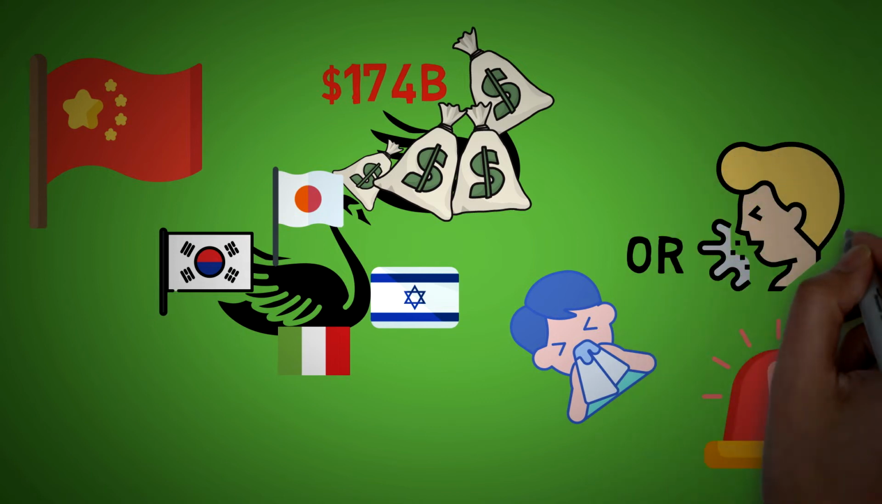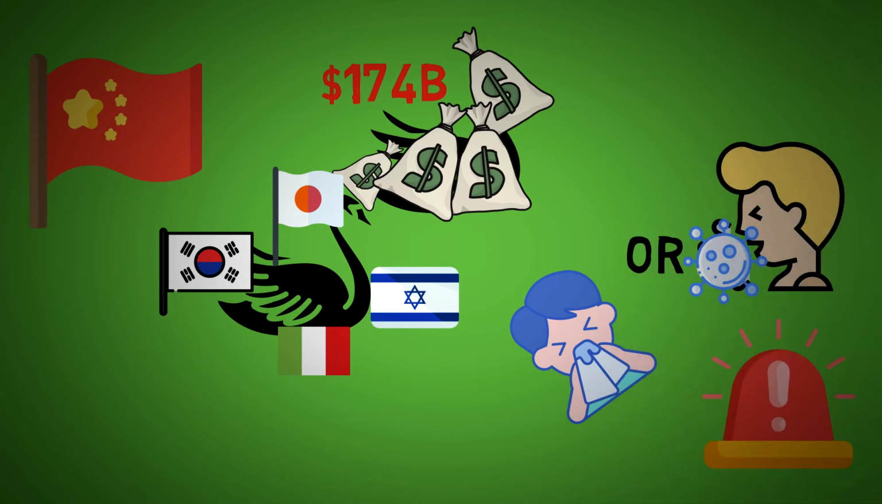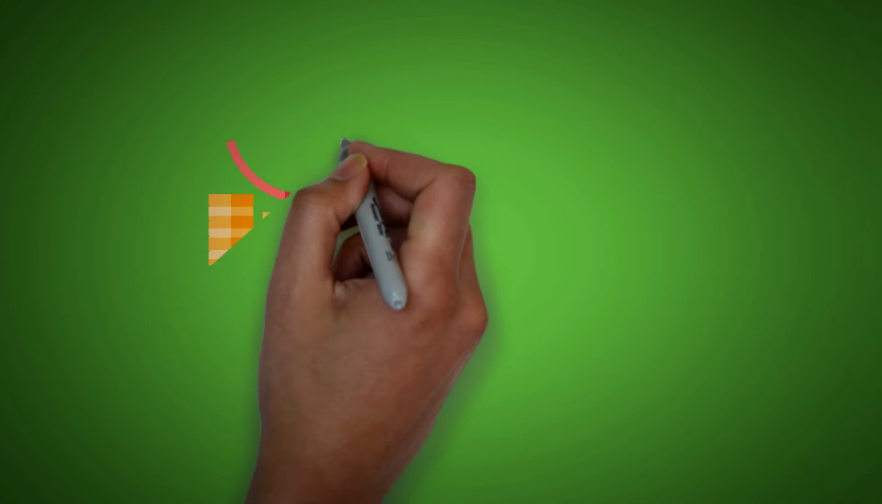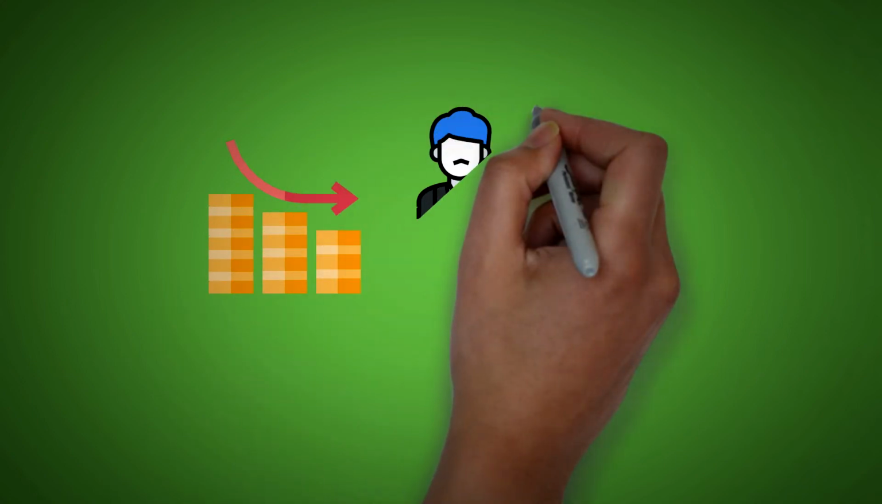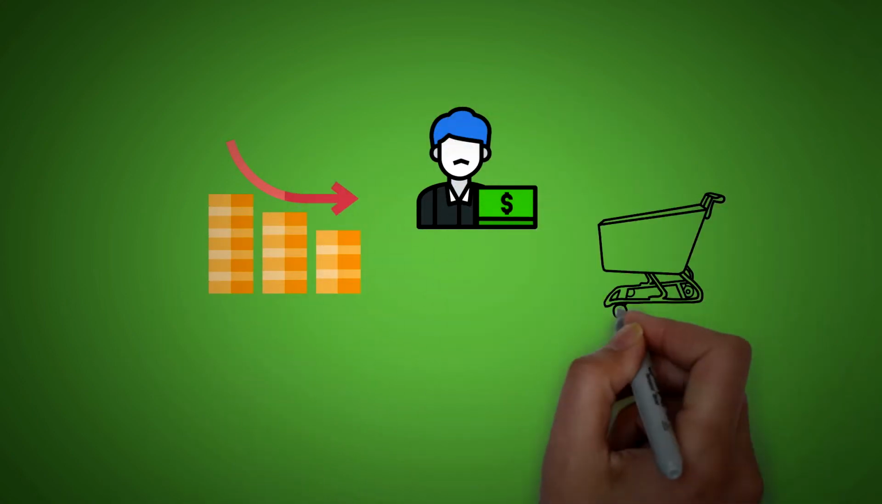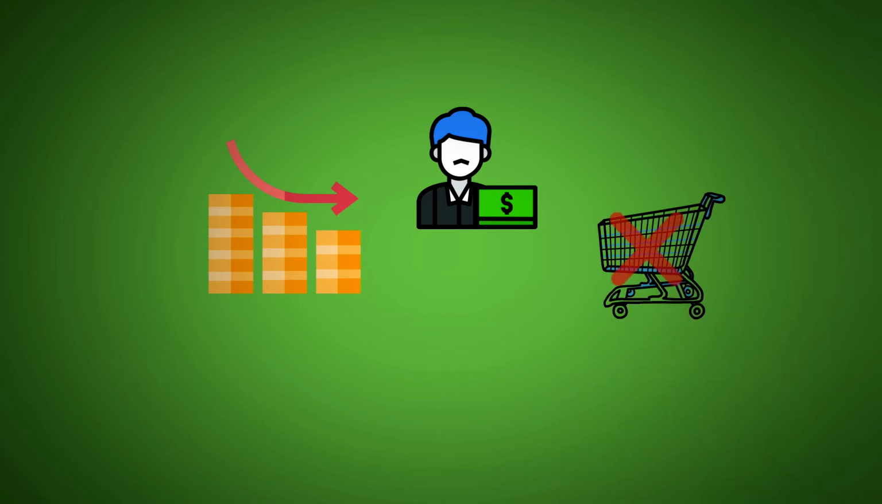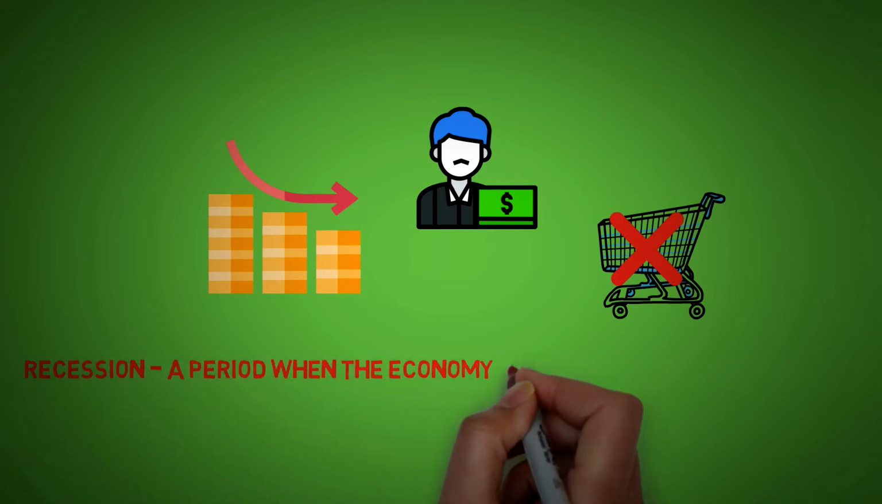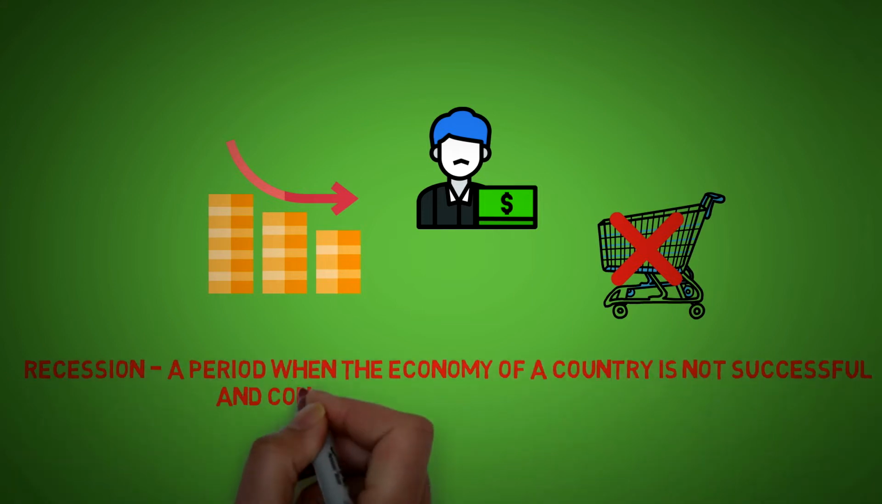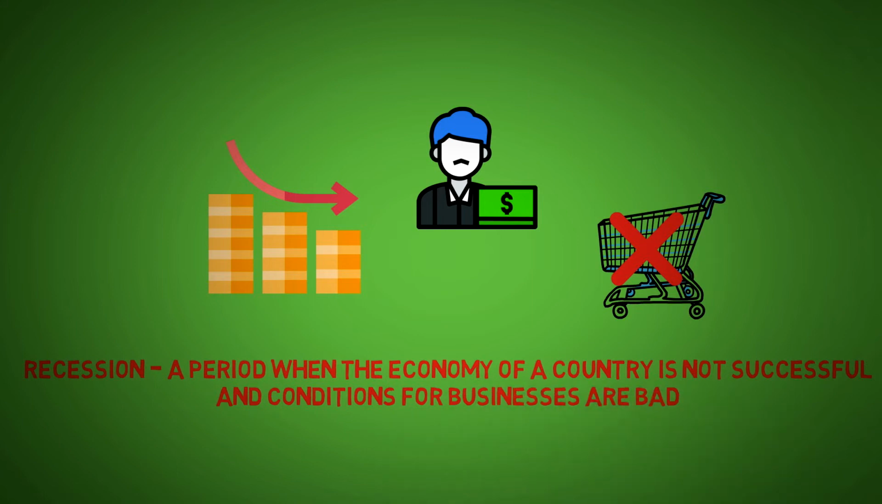or the coronavirus. With a potential plunge of company profits, it could mean layoffs, which means less spending for the economy as a whole, and the cycle continues. And that's the exact definition of a recession, a period when the economy of a country is not successful and the conditions for businesses are bad.